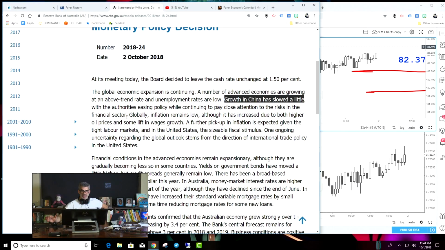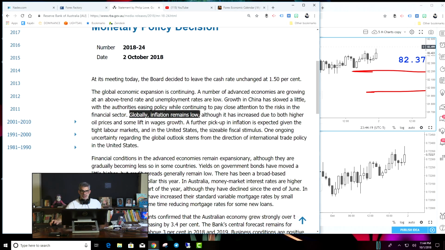With the authorities easing policy while continuing to pay close attention to the risks in the financial sector. I find it kind of interesting that interest rates are on the rise in the United States and the economy is strong. The stock market is just out of control. Employment is strong. Manufacturing is strong-ish. And in China, it's the opposite. Go figure. I mean, after all these years of talking about it in the opposite direction.